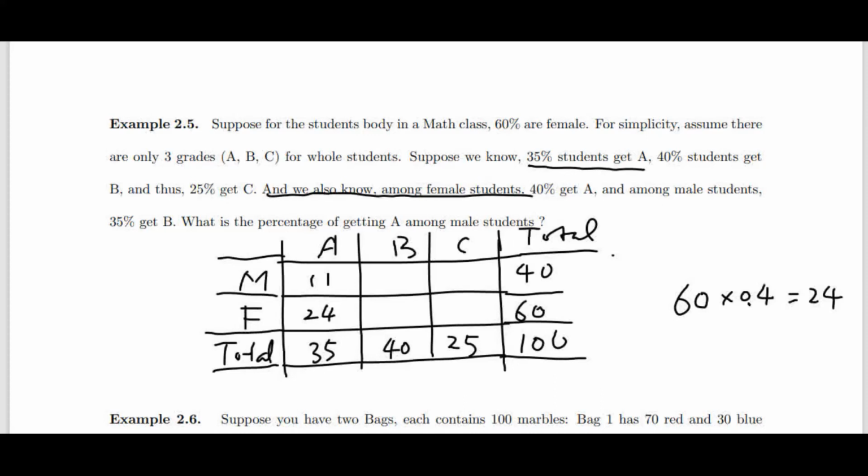So once we have this, fill out the table. Maybe if we have more information, we can fill out more cells. But by now we can answer the question: what is the percentage of getting A among male students? So we find among male students, totally we have 40 male students. Among them, 11 got A. So this is the percentage of getting A among male students.